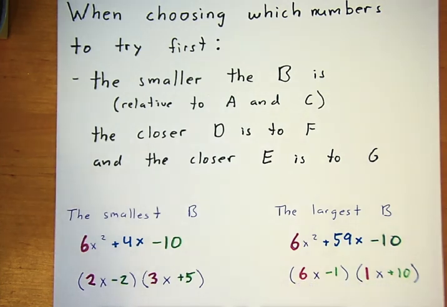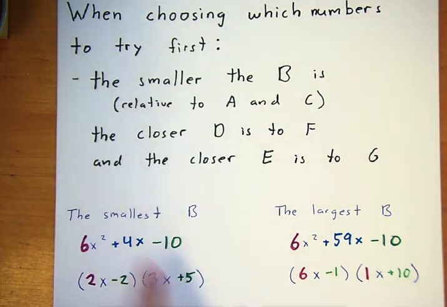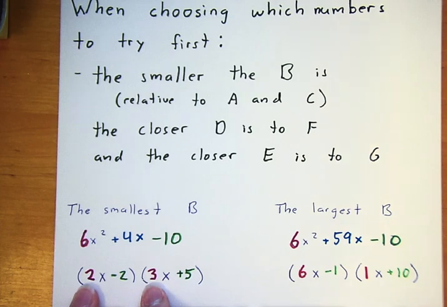And now let's look at this while thinking of this part up here. If you notice here on the left, for my very small b, 4, these two reds were very close to each other. 2 and 3, very close. This -2 and +5, very close.